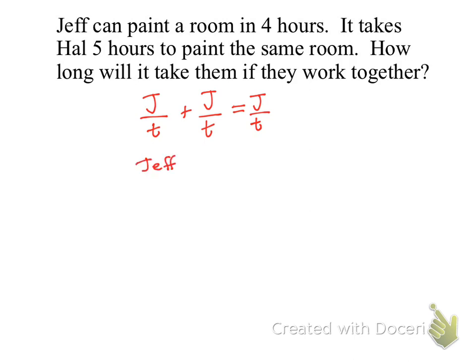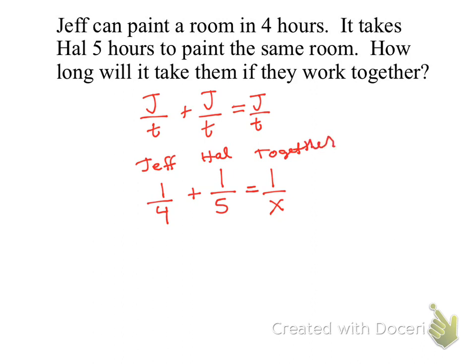So the first guy is Jeff. He can paint a room. He can do one job in 4 hours, plus Hal does one job in 5 hours. How long will it take them to work together? One job in x hours, unknown hours. So this is Jeff, this is Hal, and this is together.